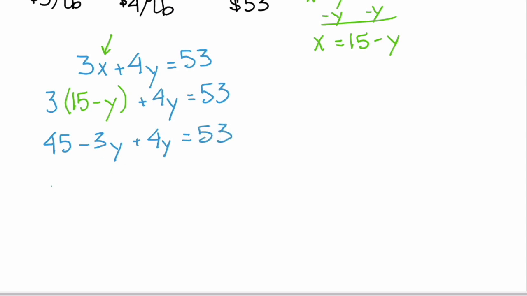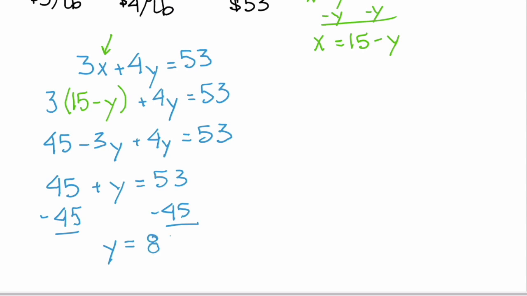Combining our like terms, we have 45 minus 3y plus 4y. That leaves us with a positive y equals 53. Solving for y, we need to subtract 45 from both sides. And we see that y equals 8. And remember, it's a weight. It's 8 pounds.